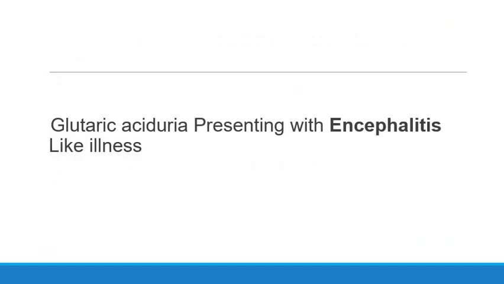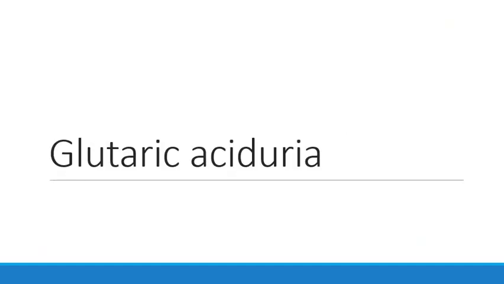I have started with glutaric aciduria. Why? Because glutaric aciduria has several presentations, and it is considered one of the non-classical organic acidemias because it does not present with an overt metabolic acidosis with an increased anion gap. It has different presentations, and now we will go through these different presentations one by one.